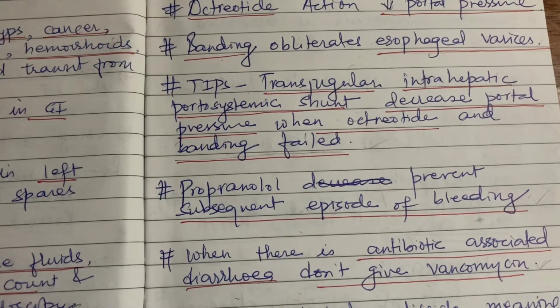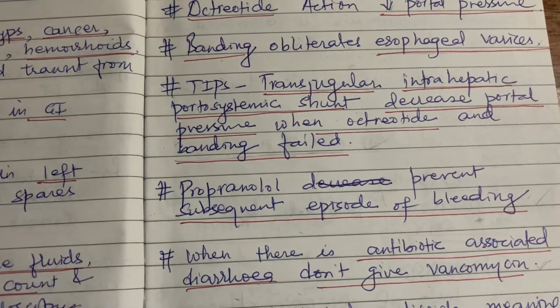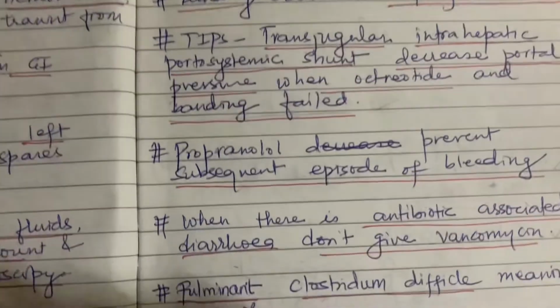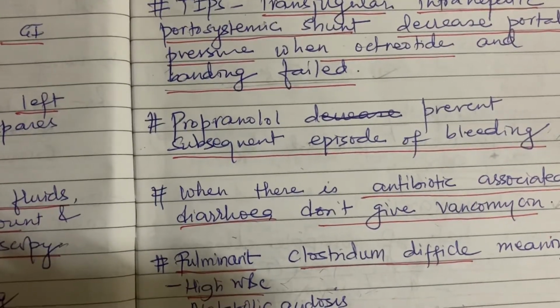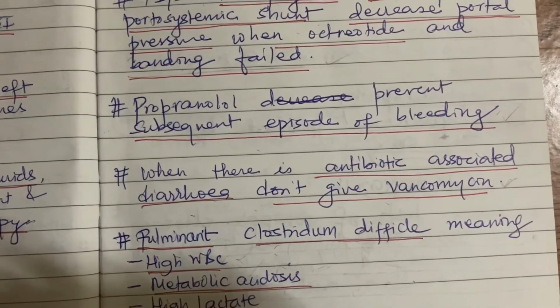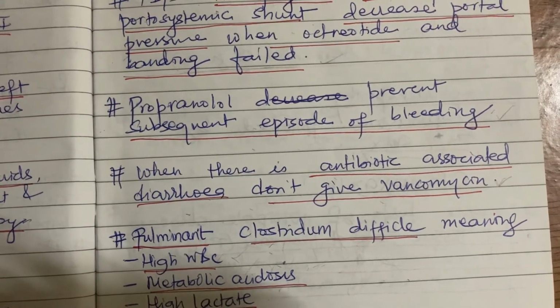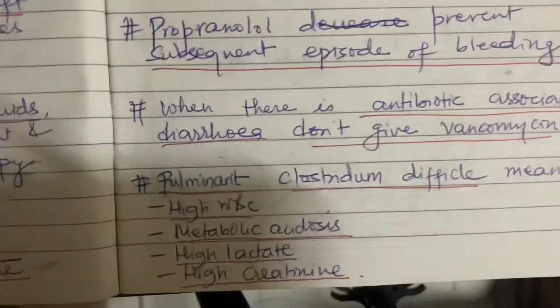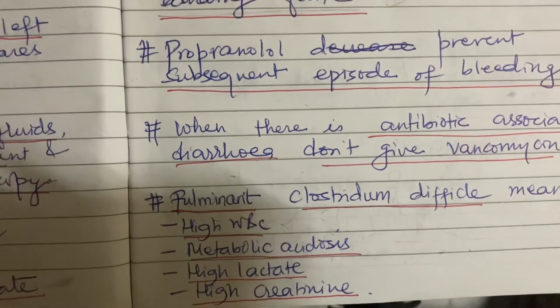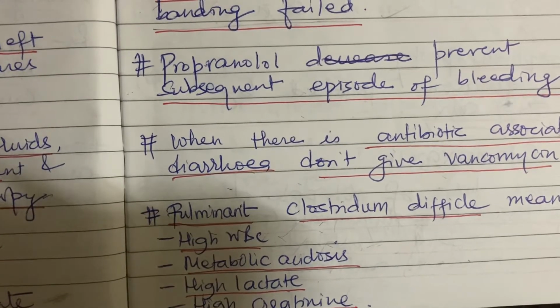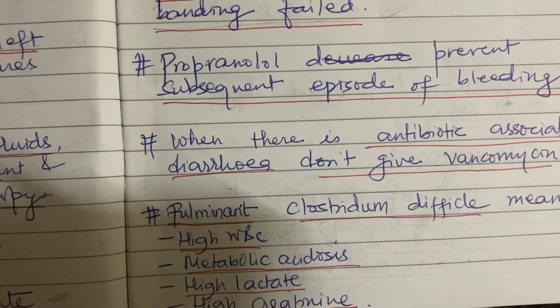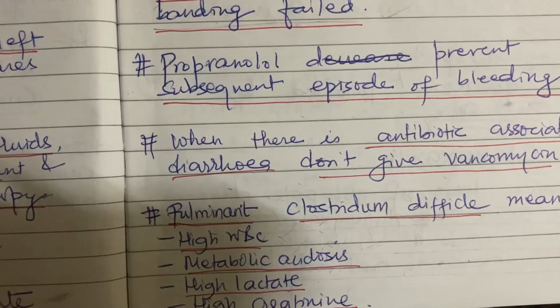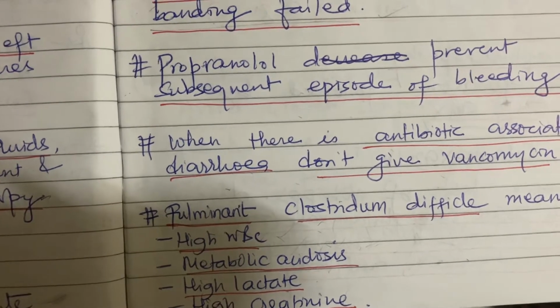When there is antibiotic associated diarrhea, don't give vancomycin. Fulminant Clostridium difficile means high WBC, metabolic acidosis, high lactate, high creatinine. So what are the criteria of fulminant Clostridium difficile? There should be a high white blood cell count. There should be metabolic acidosis, and high lactate and high creatinine should also be there.